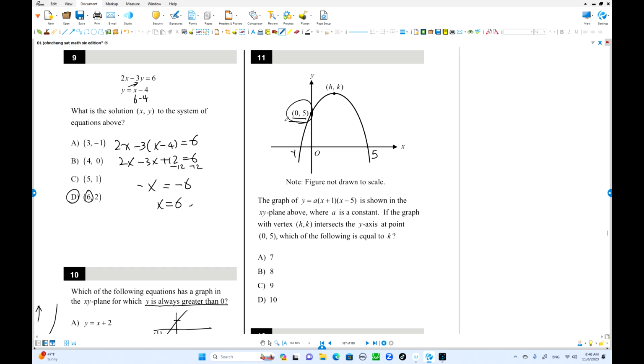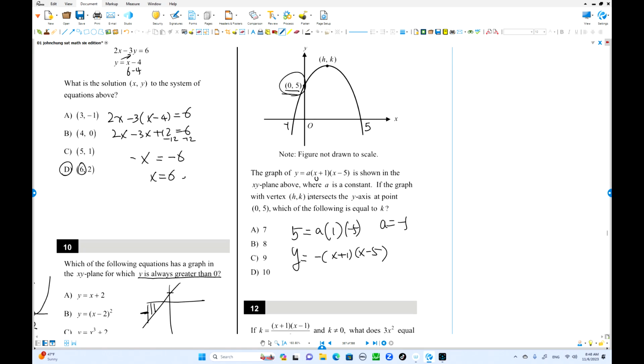Very useful, okay? So when x equals 0, y is 5. Y is 5 when x equals 0. 0 plus 1 is 1, 0 minus 5 is -5. From here, a equals -1, okay? So y equals negative (x plus 1)(x minus 5). That's the equation of the parabola.